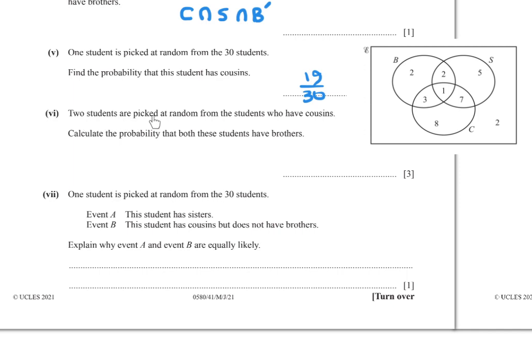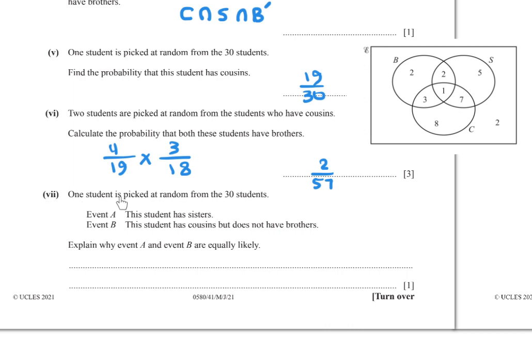Now, two students are picked at random from the students who have cousins. So we need to choose from the 19. Calculate the probability that both these students have brothers. From the 19, how many of them have brothers? We have 4 from 19. So for the first student, 4 over 19. For the second one, subtract 1 from numerator and denominator, so 3 over 18, which equals 2 over 57 in the simplest form.